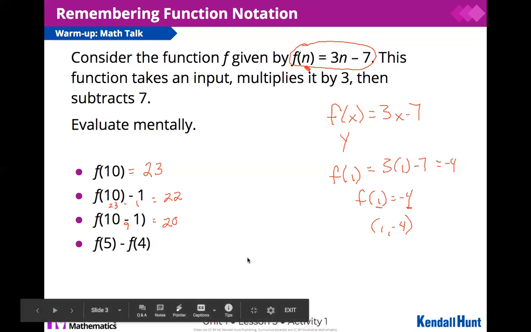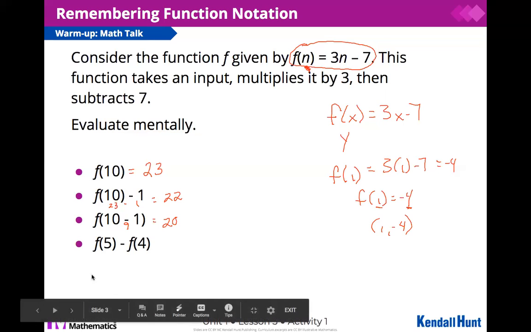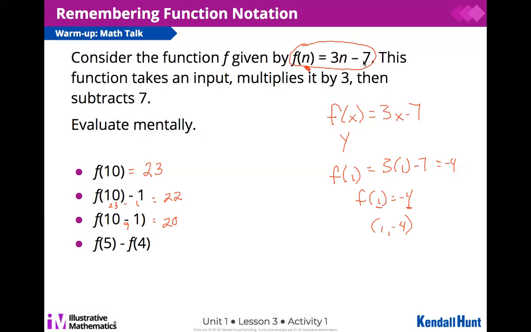F of 5 minus f of 4. So in this case, we need to evaluate both of those functions separately. F of 5 is 3 times 5, 15 minus 7 is 8. So this equals 8. F of 4, that's 4 times 3 is 12, minus 7 is 5. 8 minus 5 equals 3.